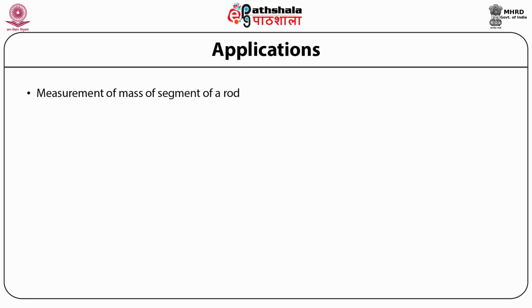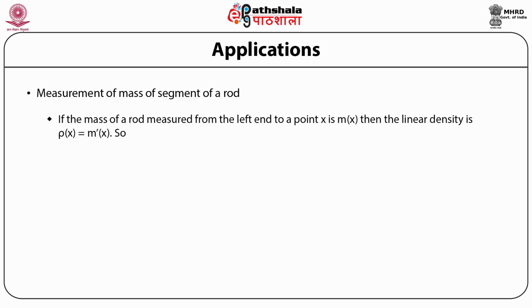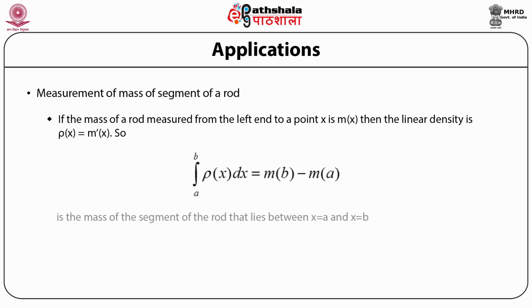Measurement of mass of a segment of a rod. If the mass of a rod measured from the left end to a point x is m of x, then the linear density is rho of x is equal to m dash of x. So the integral from a to b of rho of x dx is equal to m of b minus m of a, where the mass of a segment lies between x is equal to a and x is equal to b.